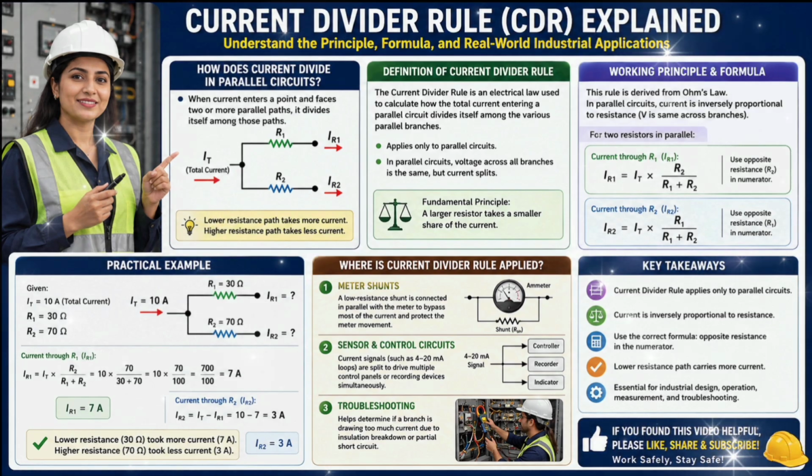Industrial transmitters often split current signals such as 4 to 20 milliamp loops to drive multiple control panels or recording devices simultaneously. Third, it is highly useful for daily troubleshooting. When parallel loads are acting up, this calculation helps the O&M team determine if a specific branch is drawing too much current due to an insulation breakdown or a partial short circuit. Understanding the current divider rule is an essential step to mastering parallel circuit analysis.